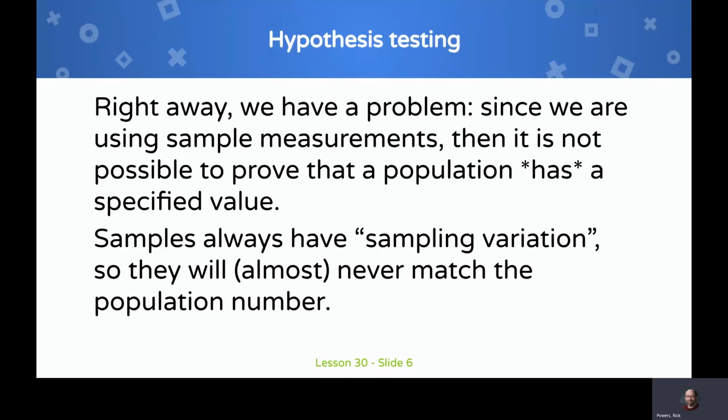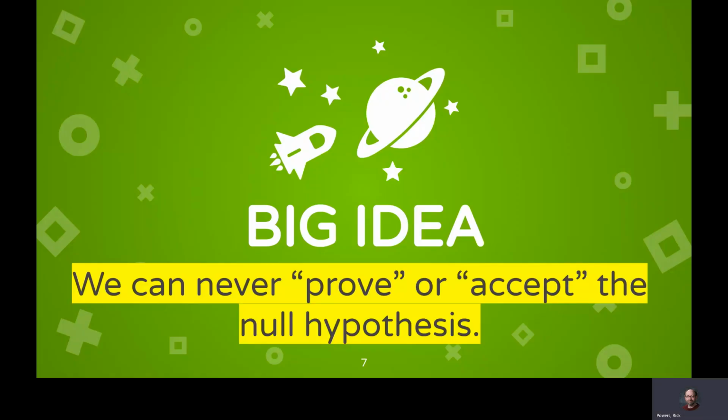Right away, we have a problem. Since we are using sample measurements, then it is not possible to prove that a population has a specified value. Samples always have sampling variation, so they will almost never match the population number. Big idea. We can never prove or accept the null hypothesis.